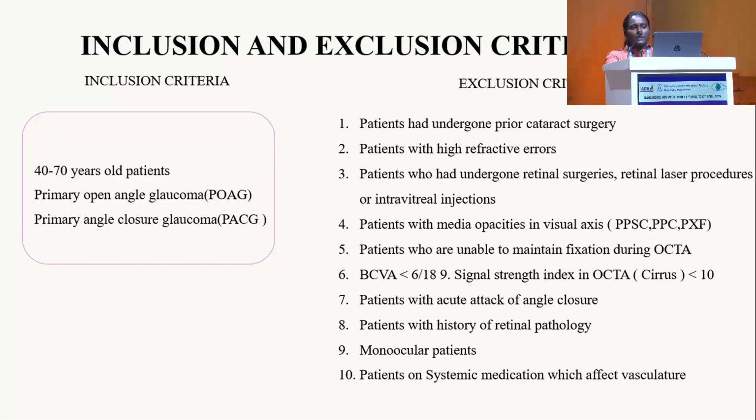So we included patients in the range of 40 to 70 years with primary open angle glaucoma and primary angle closure glaucoma. And we excluded patients who underwent prior cataract surgery, those with high refractive errors, and patients who had undergone retinal surgeries, and with media opacities in the visual axis, and who are unable to maintain fixation during the procedure, and best corrected visual acuity less than 6/18, and signal strength of OCT angiography less than 10, and patients with acute attack of angle closure, and patients with a history of retinal pathology, and monocular patients, and patients on systemic medications which affect the vasculature.